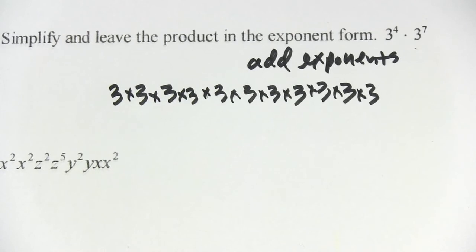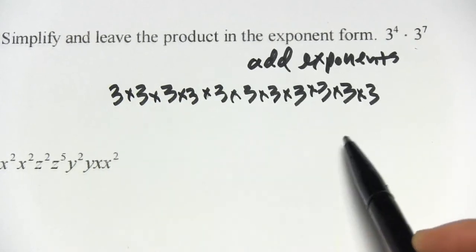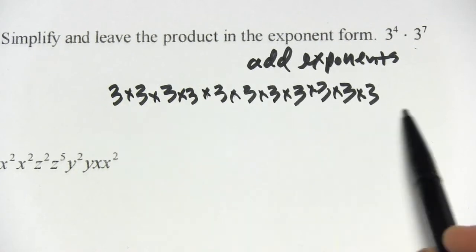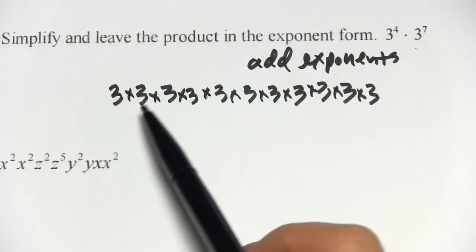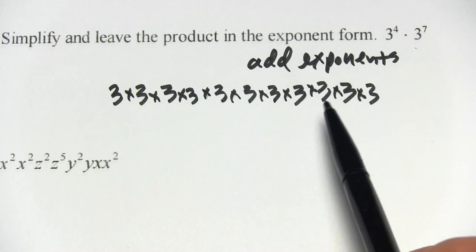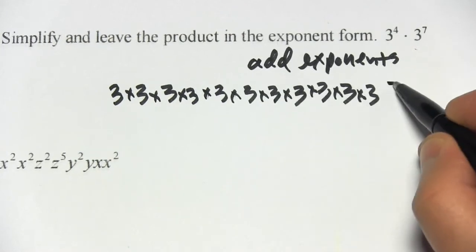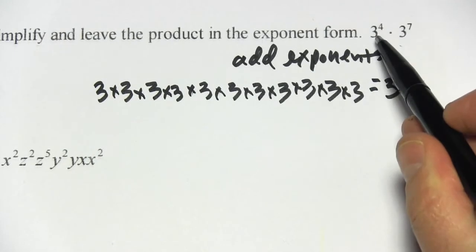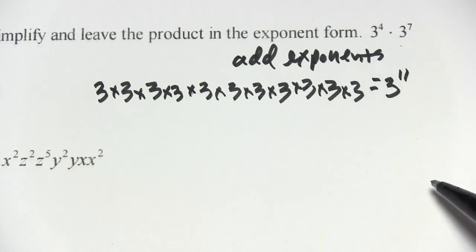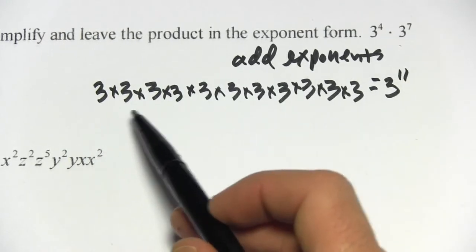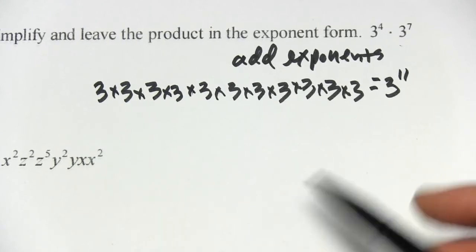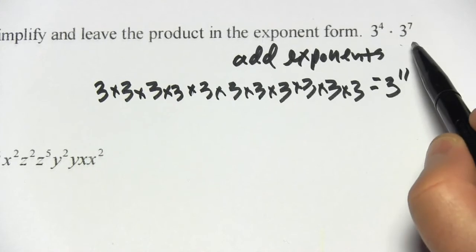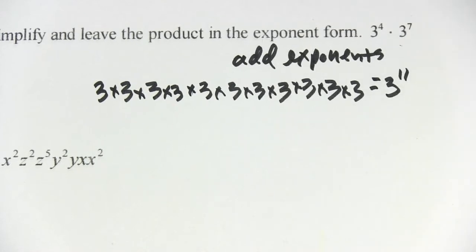Yeah. To evaluate what this is in terms of a power, well, the base is 3. The power is how many times it's multiplied by itself. 1, 2, 3, 4, 5, 6, 7, 8, 9, 10, 11. So that is 3 to the 11th power. 4 plus 7 is 11. So you could, every time, write it out like this. The shorthand method is to add the exponents if you're multiplying when the bases are the same.